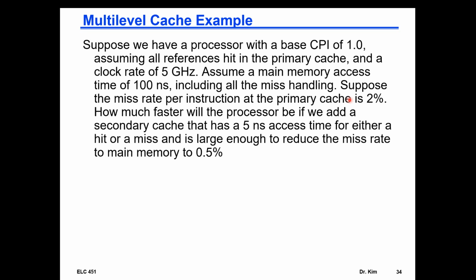So let's look at why we would want that. Let's say we have a processor with a base CPI of 1 and a clock rate of 5 gigahertz. And let's assume that the main memory has an access time of 100 nanoseconds. Just to put it in perspective, 5 gigahertz is 0.2 nanoseconds. Let's say that the miss rate per instruction on level 1 is 2%. What we want to know is how much faster the processor would be effectively if we add a secondary cache that has a 5 nanosecond access time versus 100. But remember, the access time for level 1, keeping up with the CPU, is 0.2 nanoseconds.